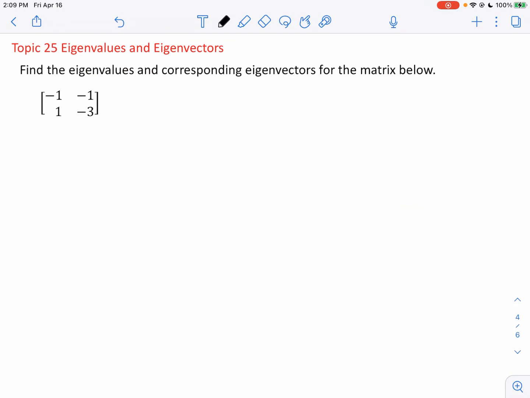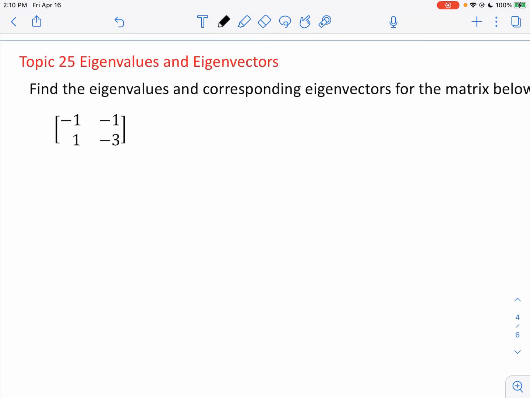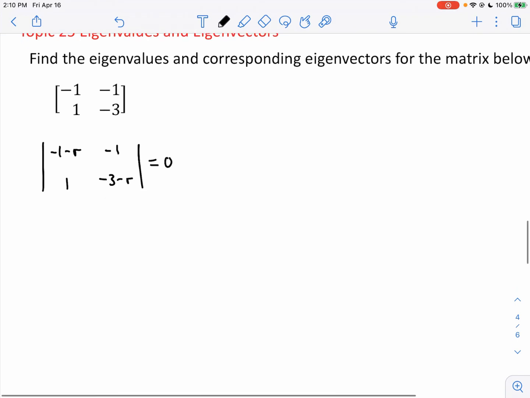Find the eigenvalues and corresponding eigenvectors for the matrix below. All right, so we begin by setting up a determinant where all I do is subtract r from the entries on the main diagonal. I'm going to use an absolute value sign, as opposed to a bracket. We have negative 1 minus r in the top left position, negative 1 in the top right, 1 in the bottom left, and negative 3 minus r in the bottom right. We want to find that determinant, set it equal to 0, and then solve for r.